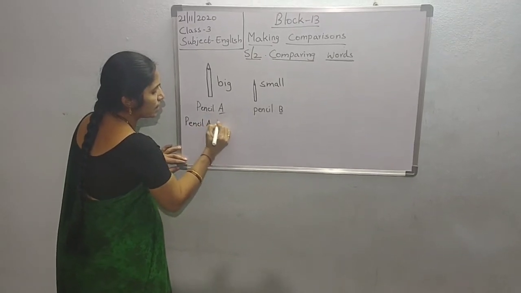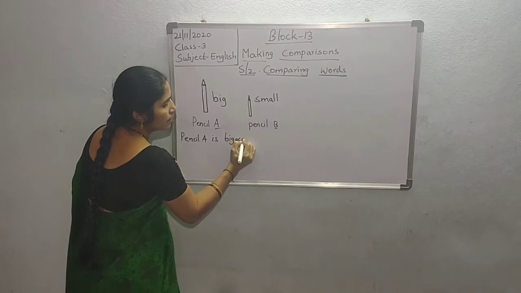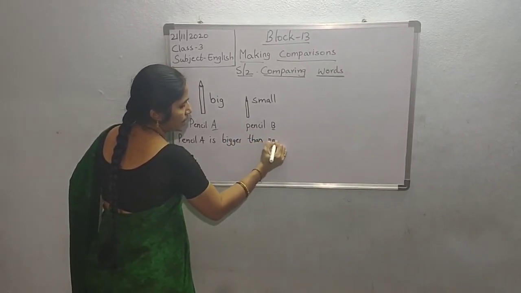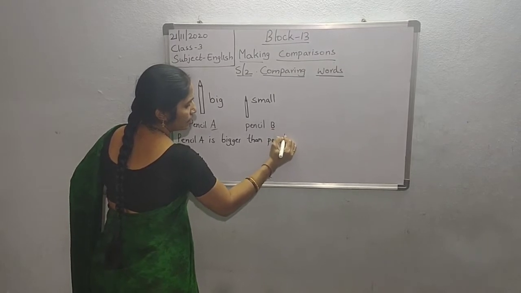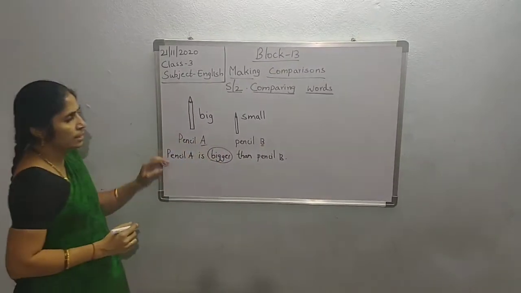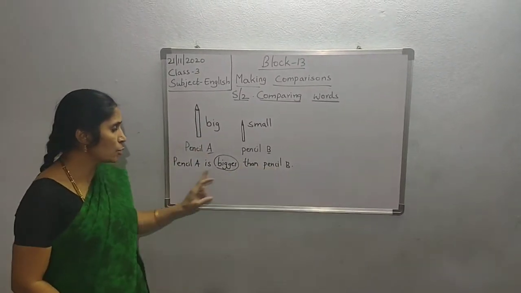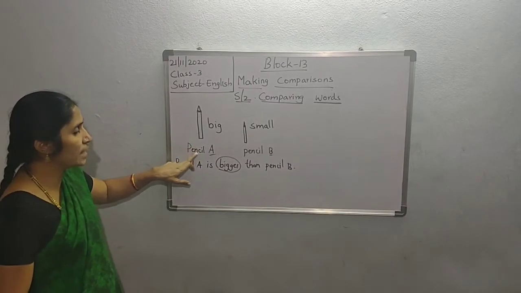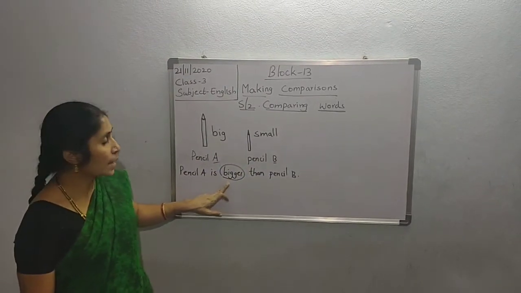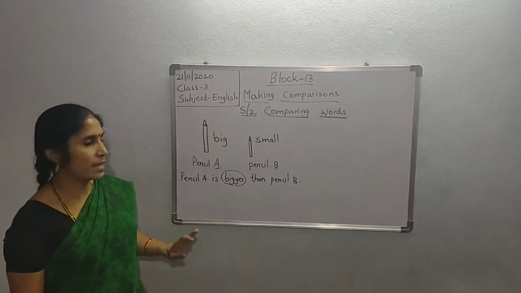Pencil A is bigger than pencil B. So here this is a comparing word. See children, this is the adjective. But when we are comparing two things, when we are comparing pencil A with pencil B, what are we doing? We are using the comparative adjective.